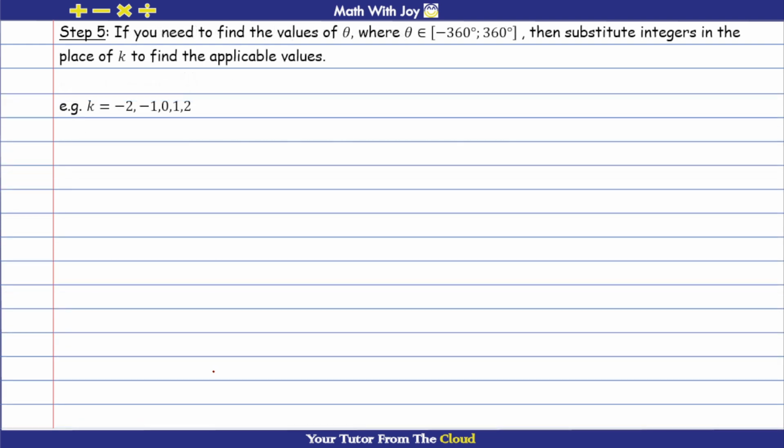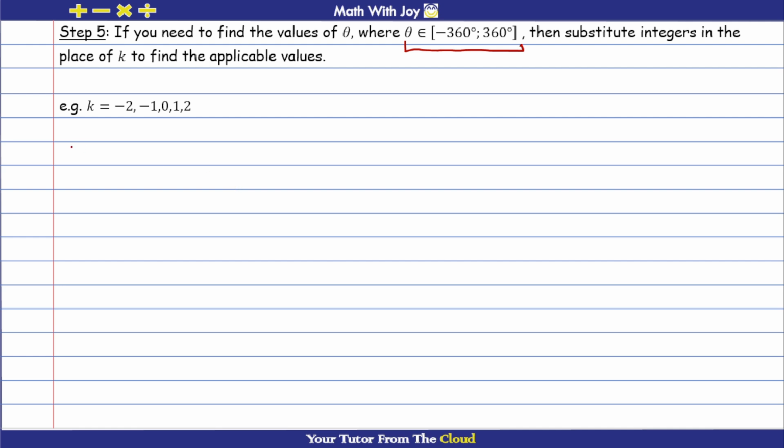Now step 5 is you will have to then find the applicable values of theta. In this instance, we want the applicable values of theta where theta is trapped between negative 360 degrees and 360 degrees. Now to find this, we'll have to substitute values or integers in the place of k to be able to find the values of theta.